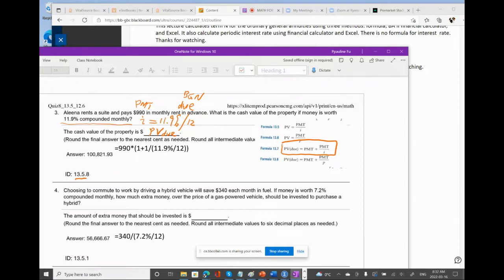Okay, and plug in the number. PMT is 500. PMT, $990. Then plus 990 divided by I. I is 11.9% divided by 12. Okay, and you will get this answer.